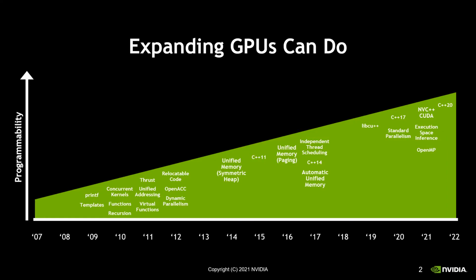For over a decade, we've been expanding what GPUs can do. We want all the familiar programming facilities and abstractions to just work on GPUs. This is essential to enabling developers to adopt GPUs. If they're easier to program, you're more likely to use them.